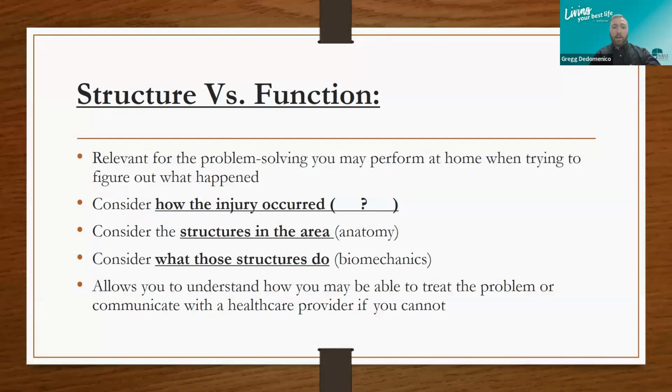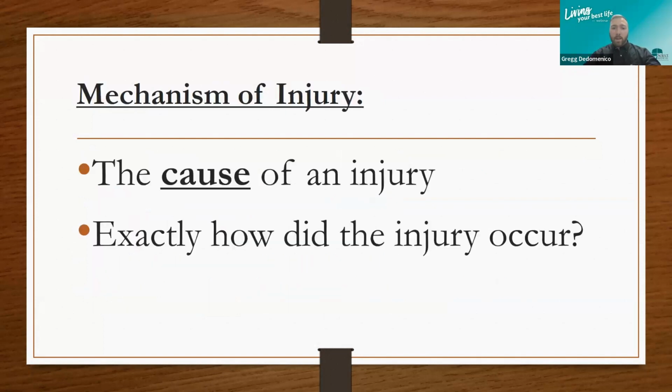And this is really where your taking of history begins. This is where your observation should begin. And it's called the mechanism of injury. It's the cause of an injury. Exactly how did the injury occur?